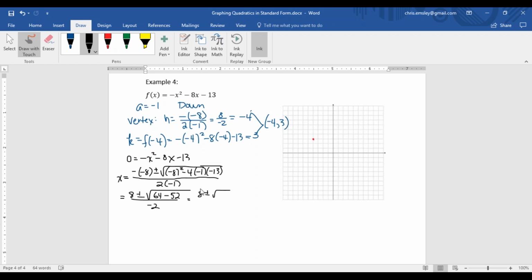64 minus 52 is 12. The square root of 12 can be simplified. It's 2 times the square root of 3. And then we can do a little canceling or division here. 8 divided by -2 is -4. And then 2 times the square root of 3 divided by -2 is just the square root of 3. So those are our 2 x-intercepts.